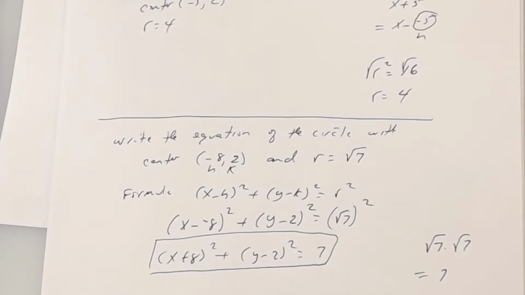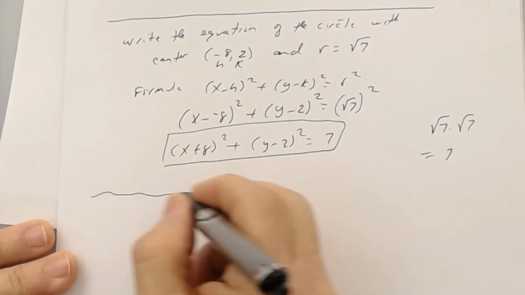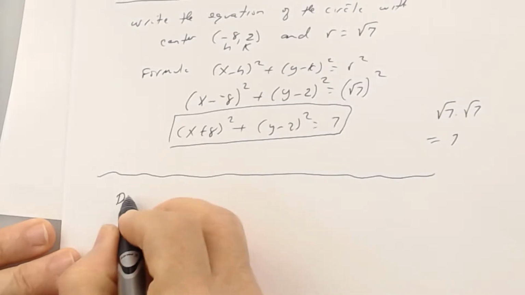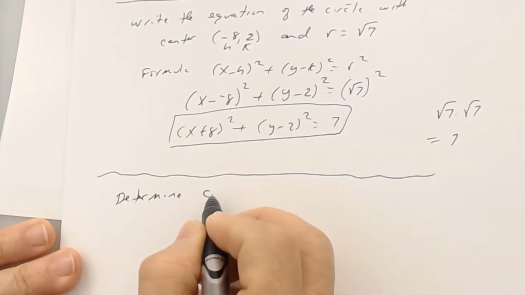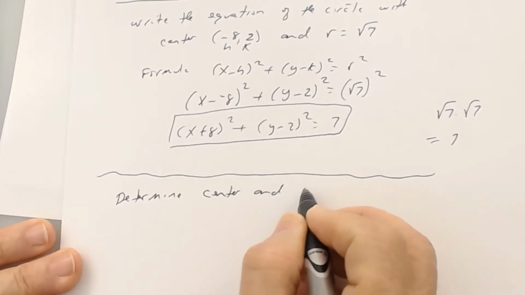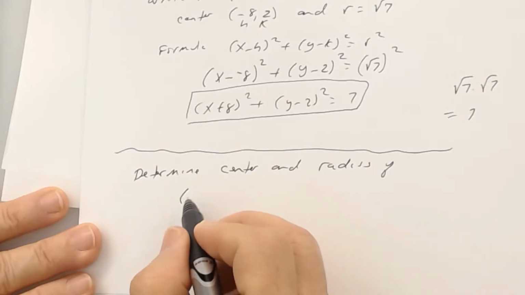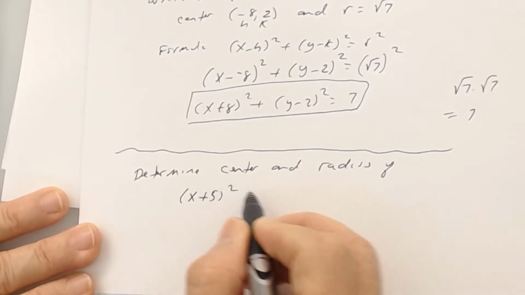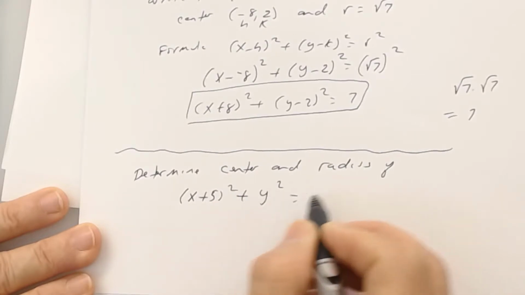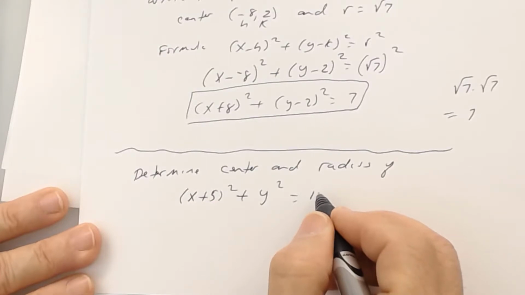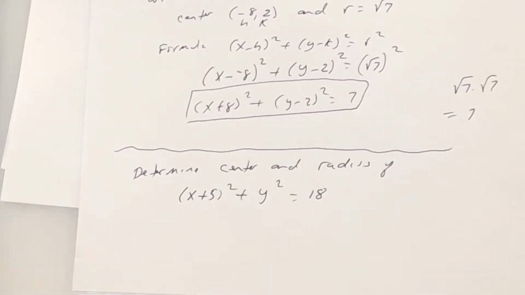Okay? All right, and then out of curiosity, suppose I asked you, determine the center and radius of this. Let's suppose I had x plus 5 squared plus y squared equals, let's say, 18. So determine the center and the radius of this.